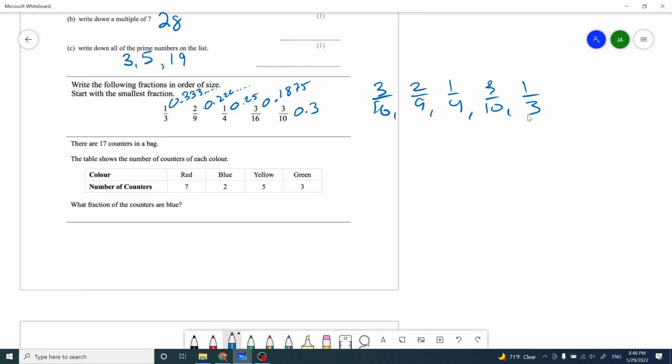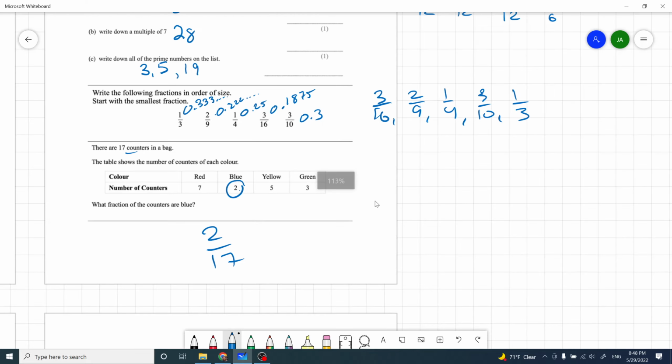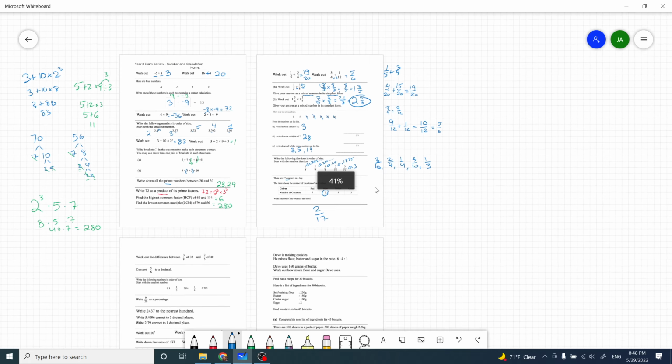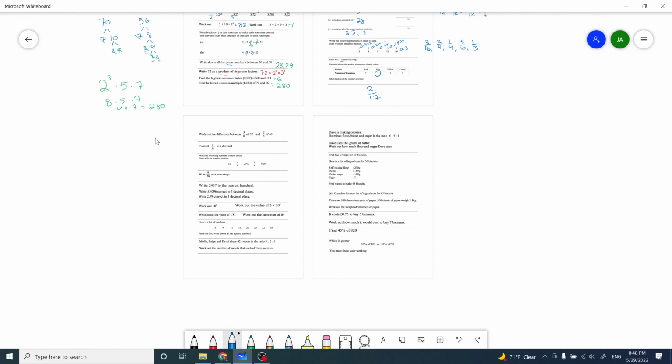Okay, finally, there's 17 counters in the bag. I've got a table showing how many of each I've got. What fraction of the counters are blue? Well, we just see there are 2 of them out of 17. So we simply need to write 2 out of 17. Hopefully that one is a nice easy point for your exam. Okay, so we've gotten through half of this already. Let's keep going.